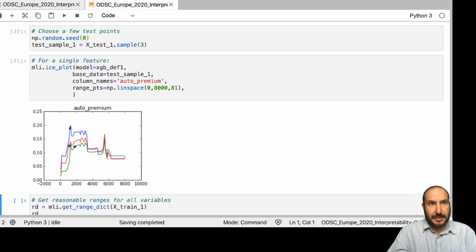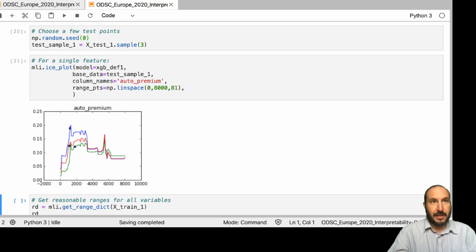And you'll see what this says is this black dot shows the true value. So this blue curve, this black dot represents 1 point where the actual auto premium was, say, about $1,200. And what the blue curve represents is what would the model have predicted for this particular data point if I changed the auto premium value, if I put in a different auto premium value.